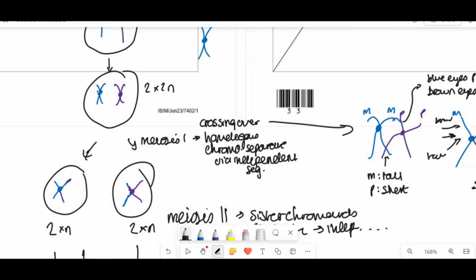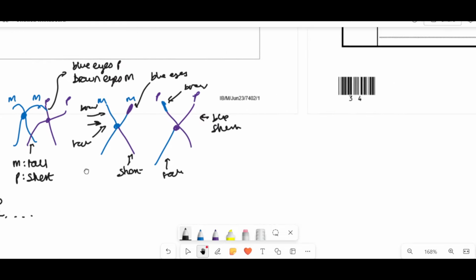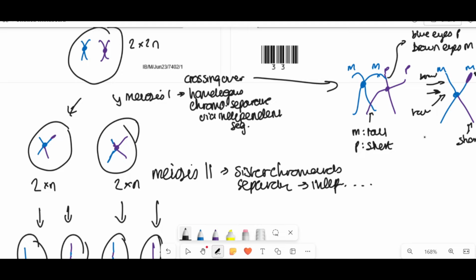So maternal, remember, was just brown-eyed and tall. Paternal was blue-eyed and short. Now we end up with brown-eyed and tall on this chromatid, and whatever the other mixture was, right? And that's the process here. That makes new combinations of alleles. Immediately, one way of making genetic variation higher, because the kids won't match the parent.